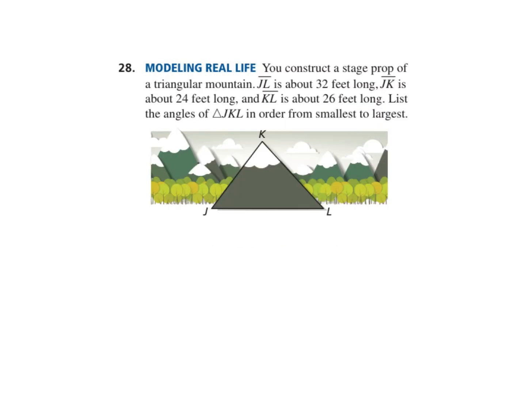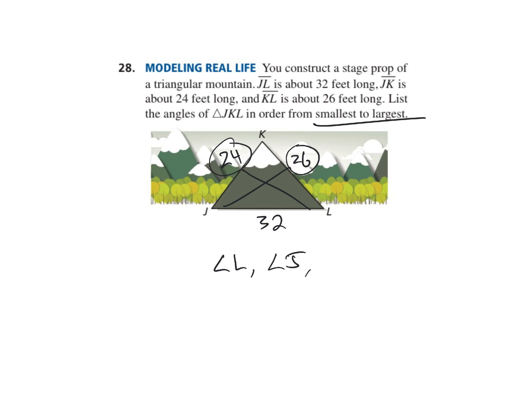Okay? And then 28, construct a stage prop of the triangular mountain. JL is 32. JK is 24. And KL is 26. List the angles in order from smallest to largest again. Smallest, so 24 is the smaller side, so angle L. Then 26 with angle J. That's a horrible J. And then 32 at angle K.